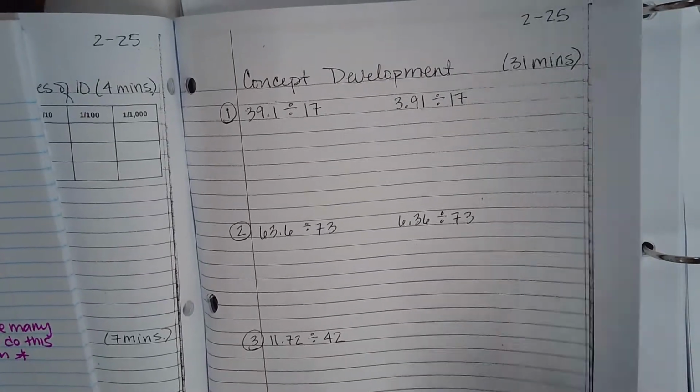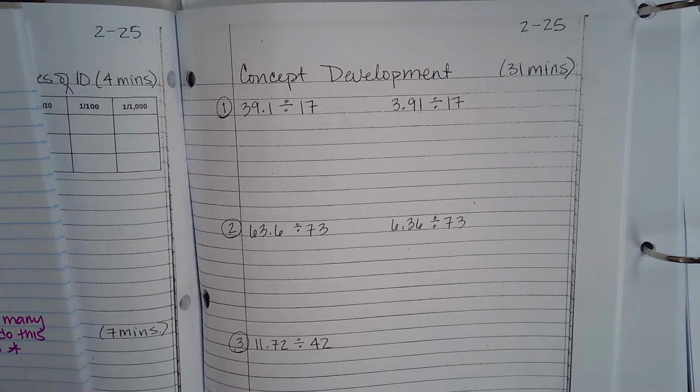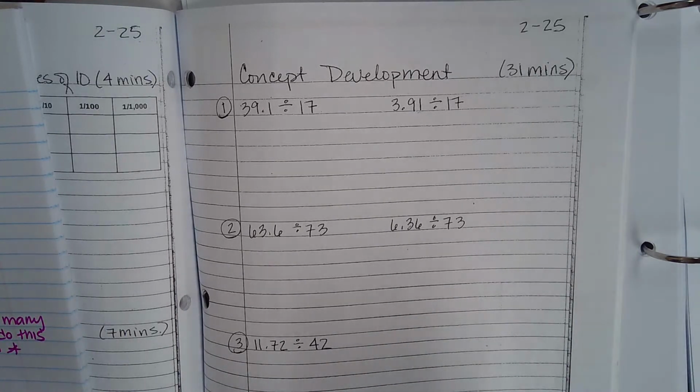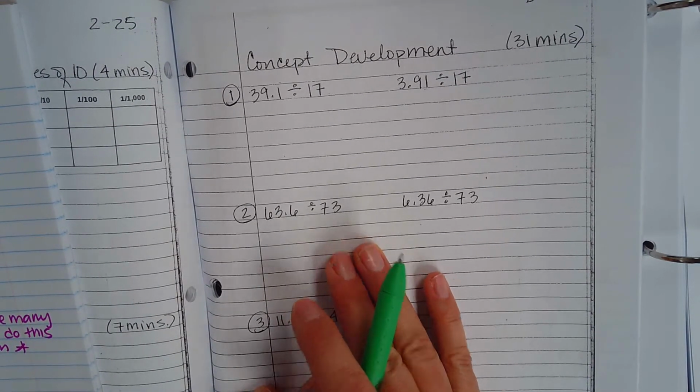This is Engage New York, Module 2, Lesson 25, Concept Development. Remember, our objective today is to use basic facts to approximate, so estimate, decimal quotients with two-digit divisors. So basically what we've been doing before, right?